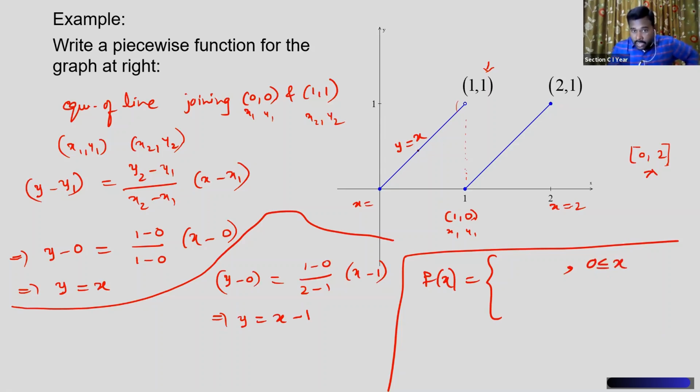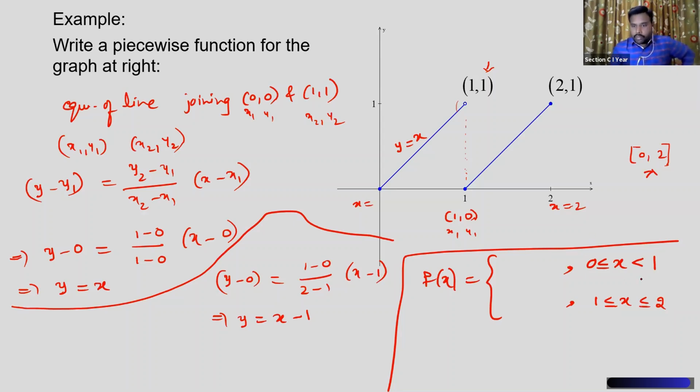See, in the first graph, 1 is not included. The function value at 1 is not included. That's why I'm not taking equality for this; I'm just taking it as less than 1. And for the second interval, what you can see here is that 1 and 2 are both included in the second graph. So I'm taking 1 less than or equal to x less than or equal to 2.